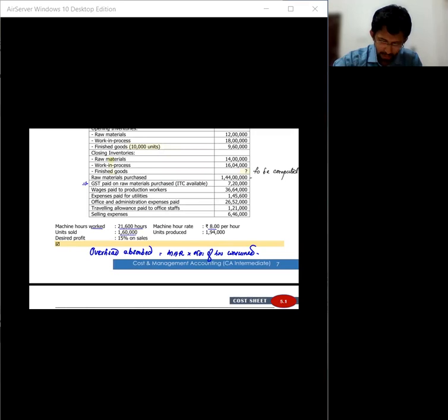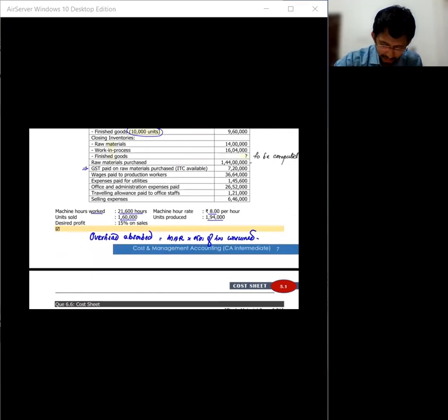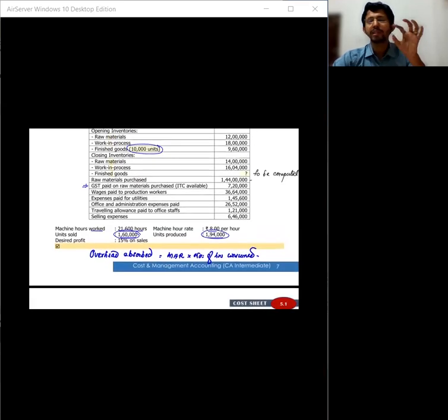Okay, now next, units sold 1,60,000, units produced 1,94,000. Now what could be the significance of these two pieces of information? You know your opening stock quantity of finished goods is 10,000 units. Now how much did you produce during the year? 1,94,000. How much did you sell? 1,60,000. So the difference will be the closing stock. So the closing stock quantity of the finished goods can be computed, and that quantity should be valued. How do you have to value it? You have to value it at the cost of production. We have already seen that in one particular problem. So using that, we have to determine the value of this finished goods.